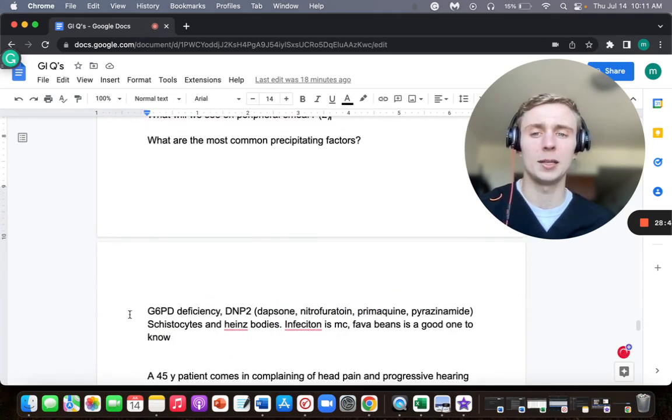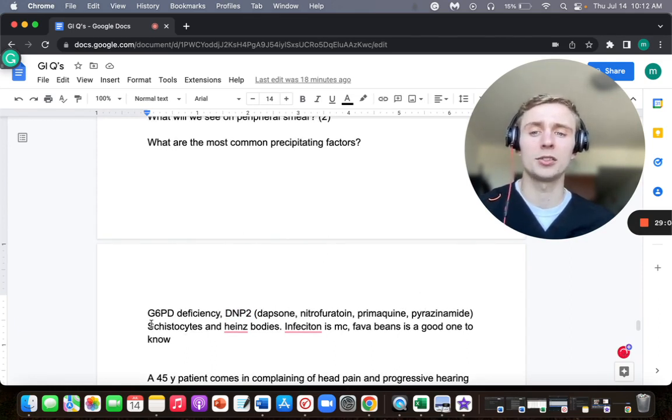So that's going to be G6PD deficiency. And how I remember the meds that lead to this condition or can predispose to it is DNP2. So that's dapsone, nitrofurantoin, primaquine, and pyrazinamide. There's a few more, but how I remember it is DNP2: dapsone, nitrofurantoin, primaquine, and pyrazinamide.